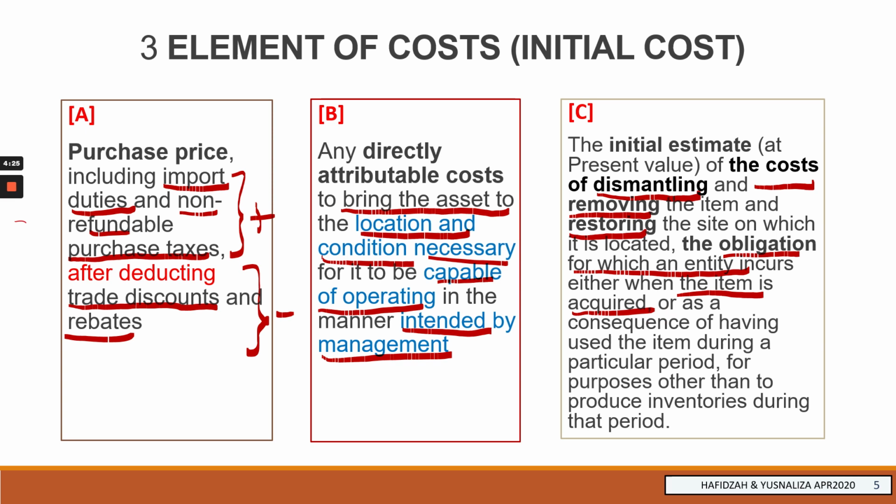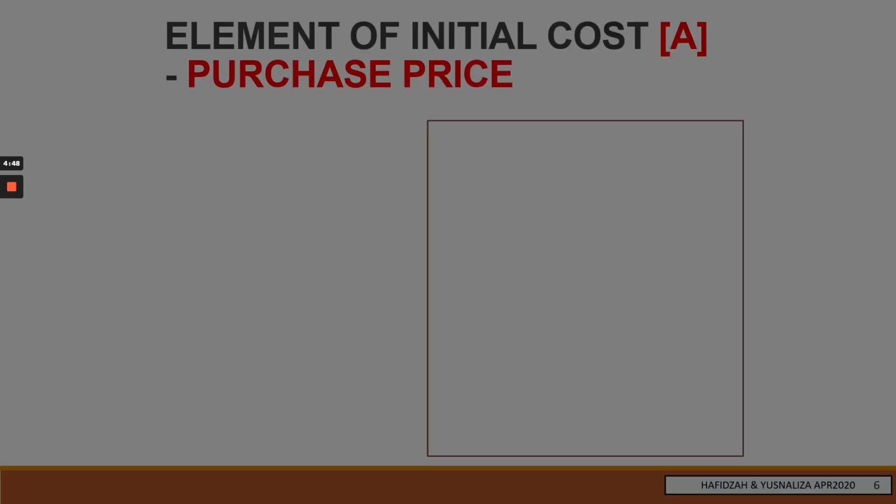So as a result of having the asset used for a particular period, let's say another 30 years or 20 years, the obligation has already arisen on the day the asset is acquired. Therefore, that has to be included as part of the elements of initial cost. So there are three elements there.